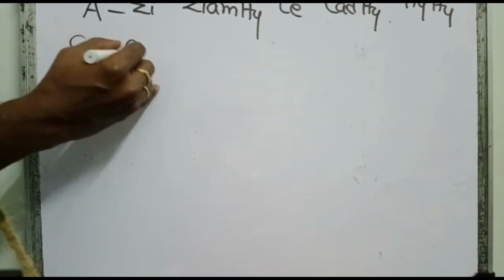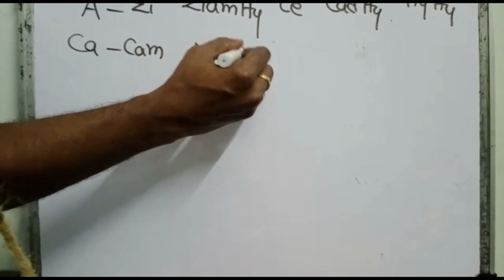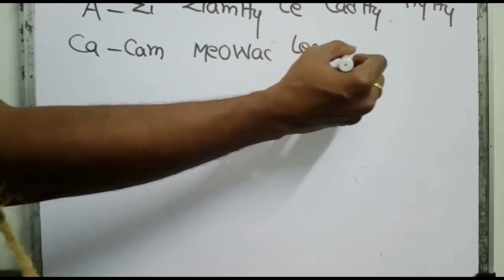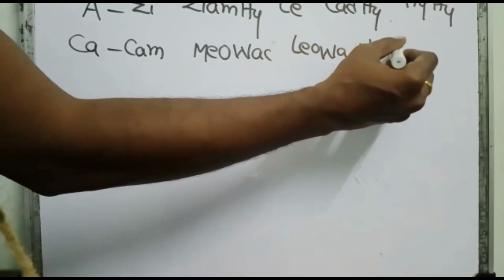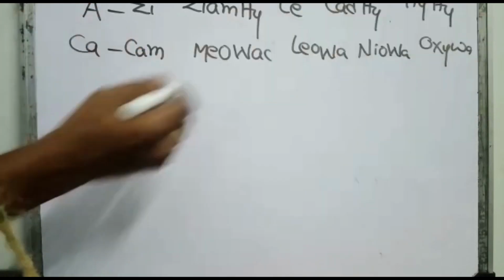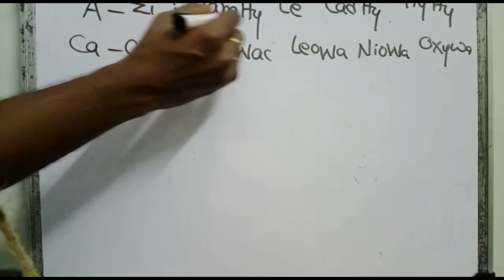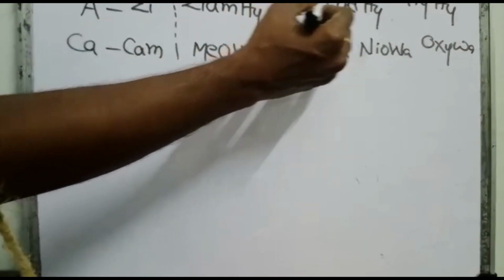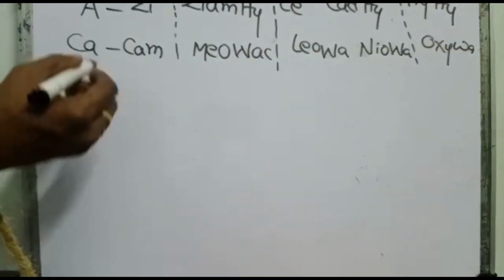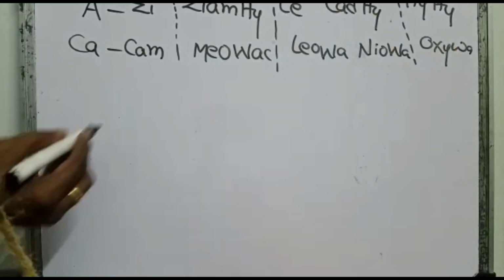Next, Kakam, Mayowak, Liowa, Niowa, Oxiva. So RG, GM high, Lecard high. Kakam, Mayowak, Liowa, Niowa, Oxiva.